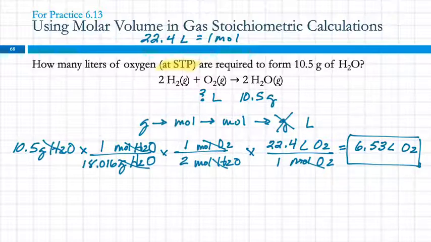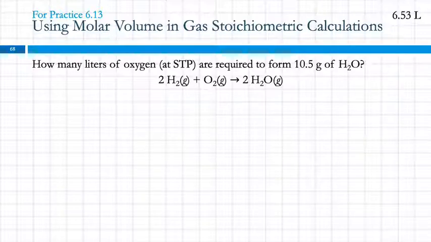How would it look if you did PV? Yeah, so if you were going to use PV equals nRT, you'd stop here with moles of oxygen. And so that's your n. And then your temperature is 273 Kelvin. Your pressure is 1 atmosphere. And then you're going to solve for volume. 6.53.